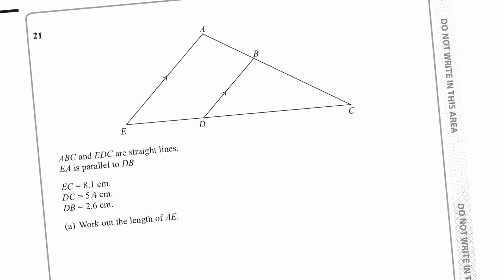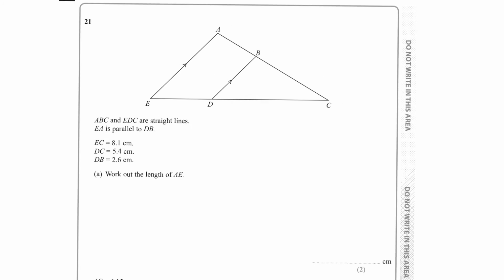Okay, so having a look at question 21. So this is to do with similar shapes, which I have a link in the description below, and this was also in the higher paper. So I'm going to label the notes it's given us. So E to C was 8.1, D to C was 5.4, D to B was 2.6.